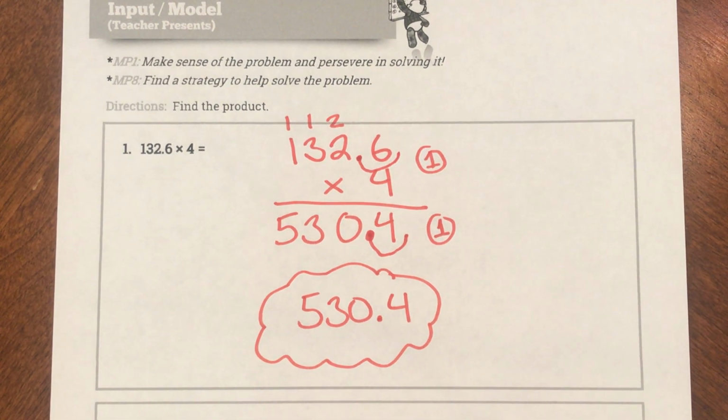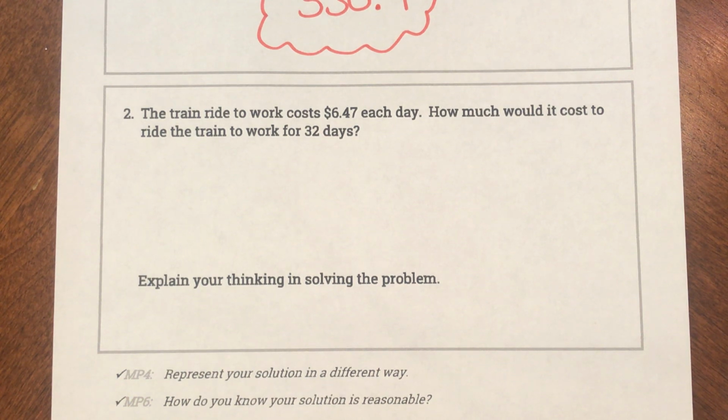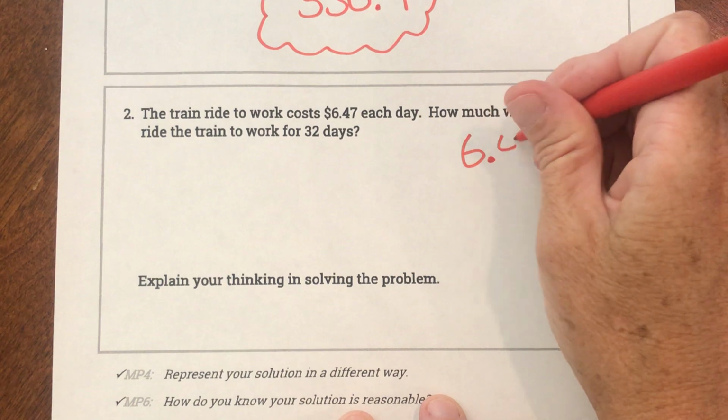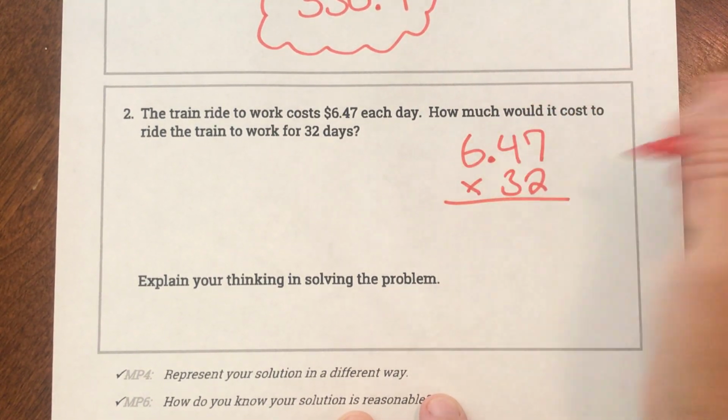Okay, let's see what that looks like on another one. We're going to actually be doing 4 together, with you watching me do 4. The train ride to work costs $6.47 each day. How much would it cost to ride the train to work for 32 days? Okay, so I'm first going to set it up with the longer number on top, which is $6.47 because it has 3 digits.